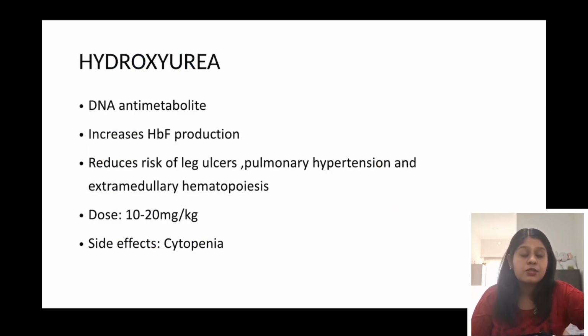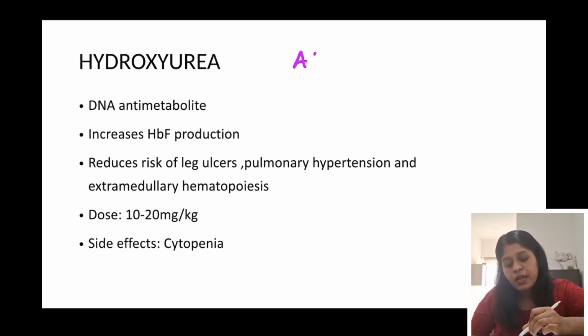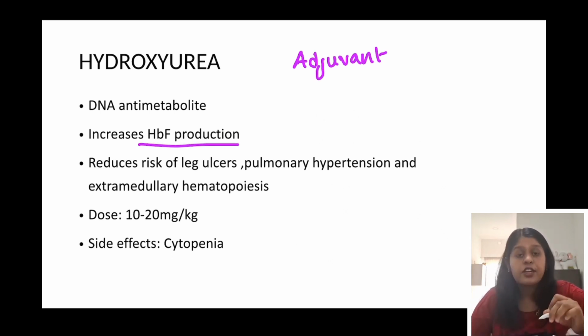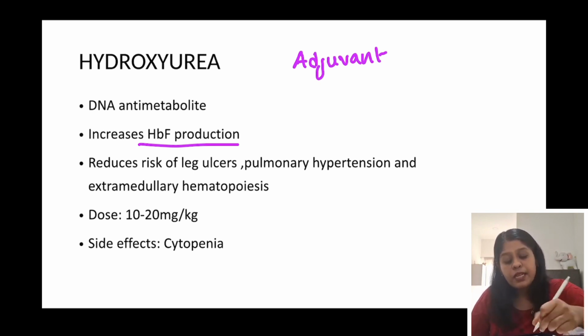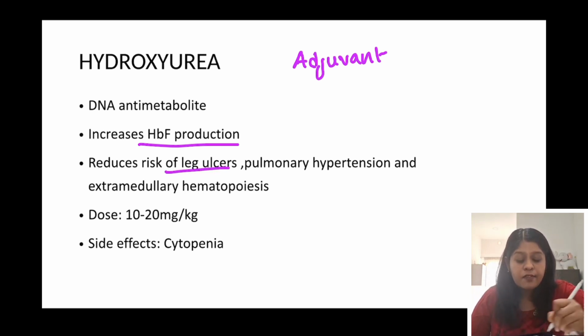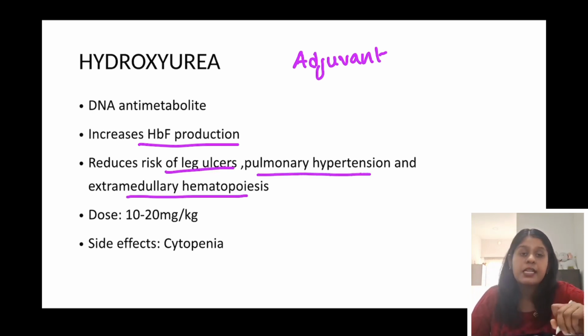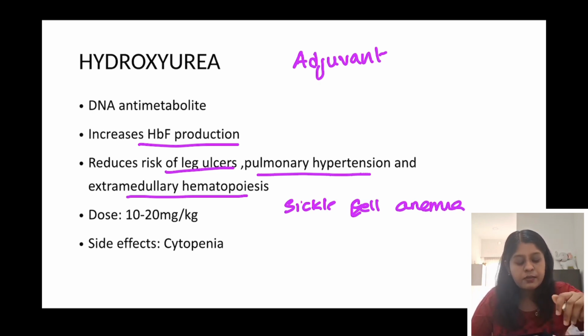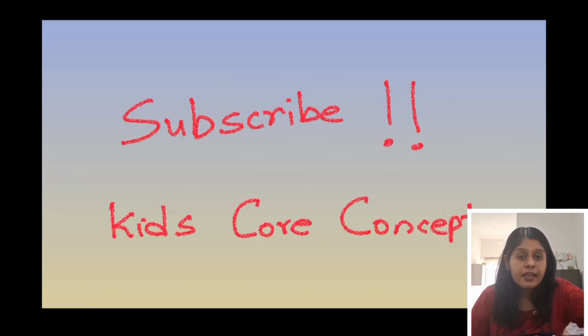Now coming to an adjuvant therapy that is called hydroxyurea. This is a DNA anti-metabolite that is going to increase the HbF production, and this reduces the risk of leg ulcer, pulmonary hypertension and extramedullary hematopoiesis. This is mostly used in sickle cell anemia and can also be tried in beta thal major. So the dose will be 10 to 20 mg per kg and the side effect is going to be cytopenia. And this is the ambulatory care of beta thalassemia.